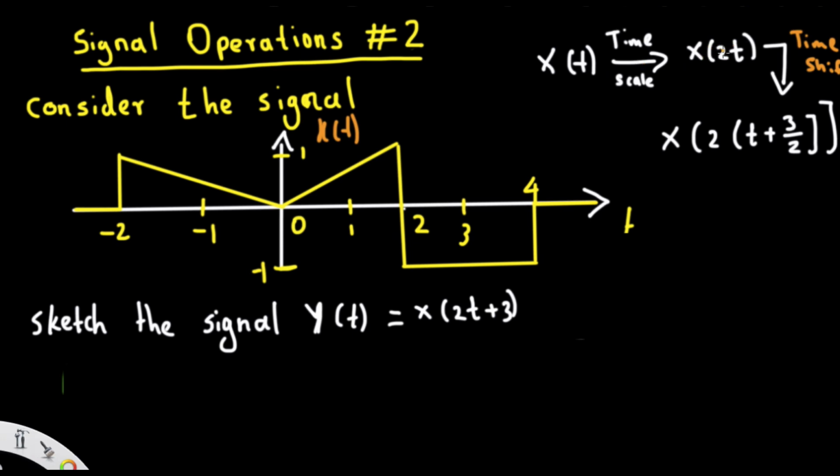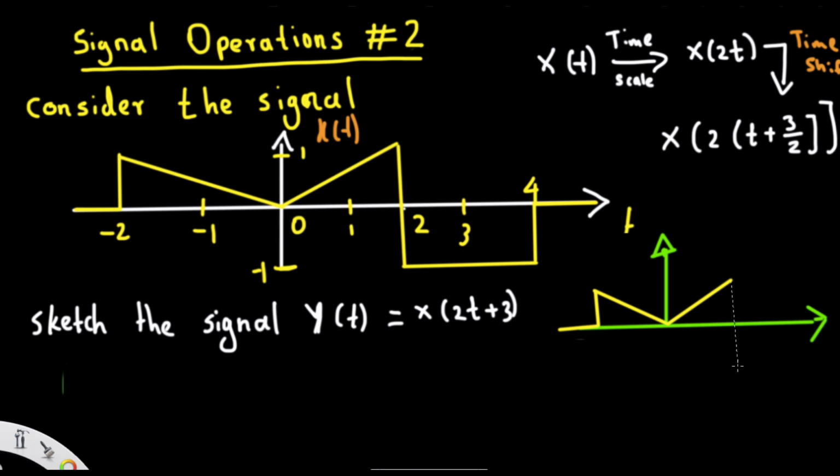X of 2t, same graph, everything divided by 2. So what we are going to have is exact same graph here, everything divided by 2. Okay, let me draw the same graph first and then put the values. That's much easier. Okay, here we have the same graph, and then we divide everything by 2.